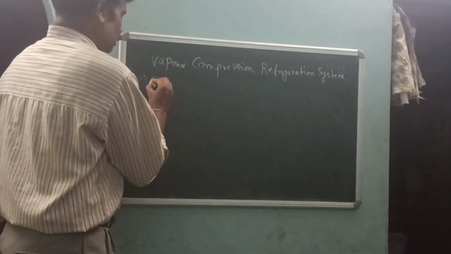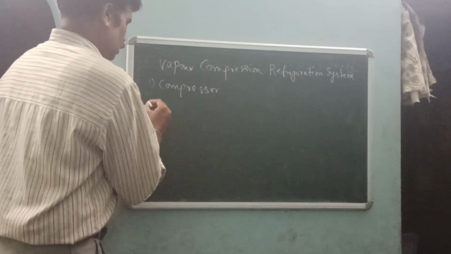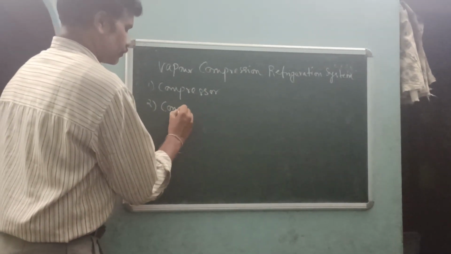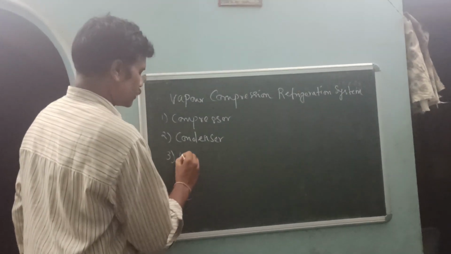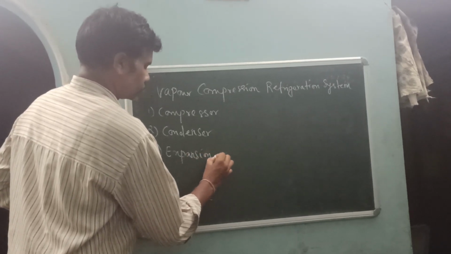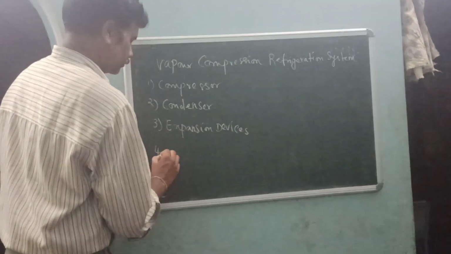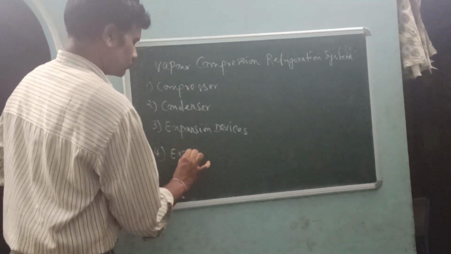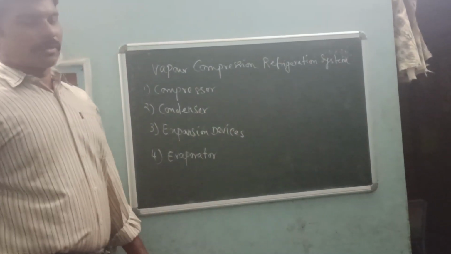First, the compressor, condenser, expansion devices, evaporator. The four parts, very important parts.